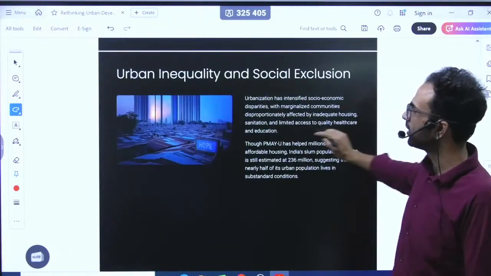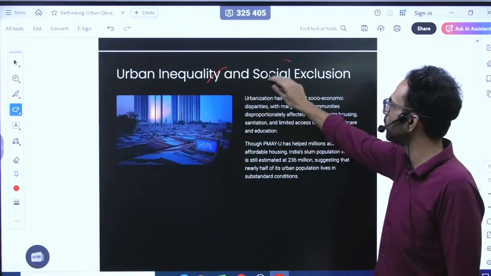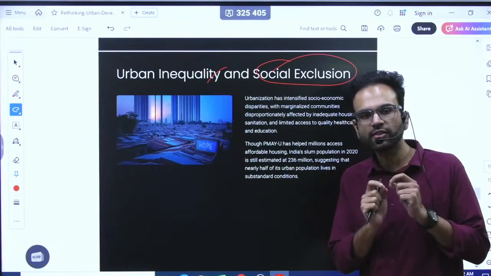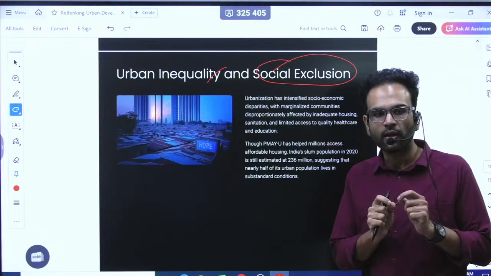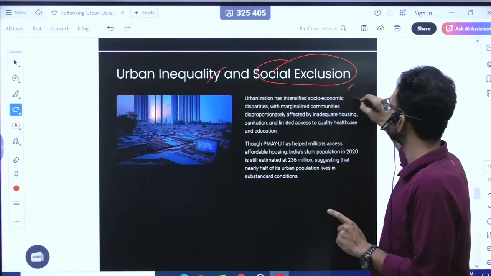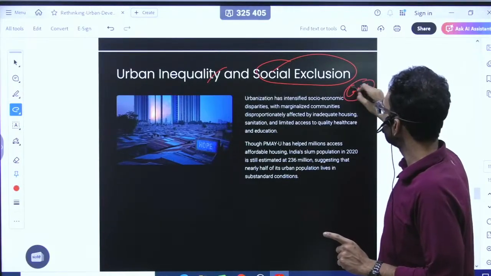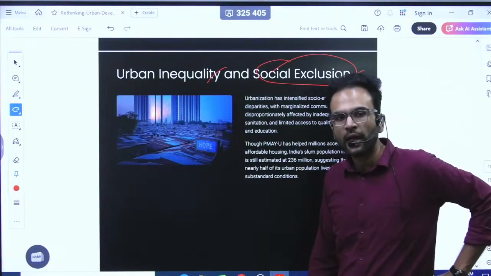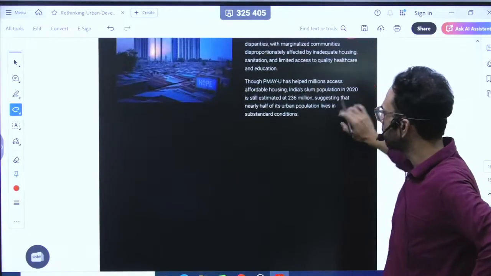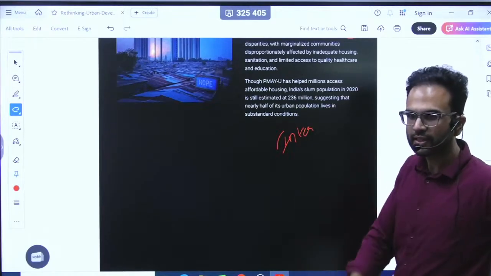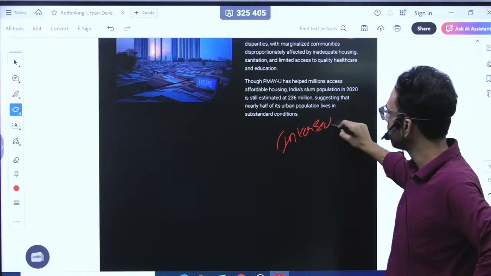We already discussed the problem of urban inequality and social exclusion. This social exclusion is not just class driven. The primordial identities of Indian society like caste will also exacerbate this exclusion. Here we discussed a concept called intersectionality. Do you remember? Intersectionality. What do you mean by intersectionality?